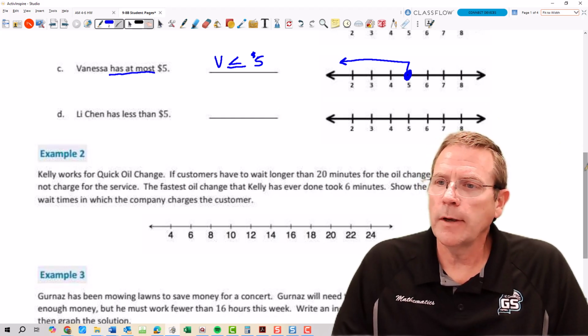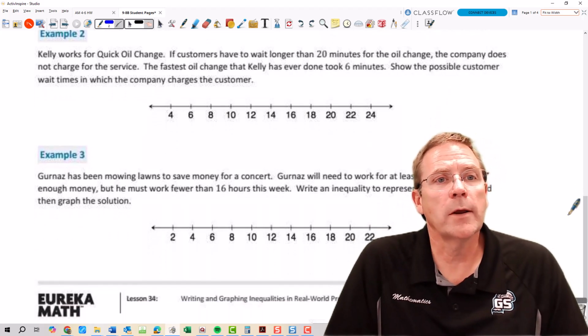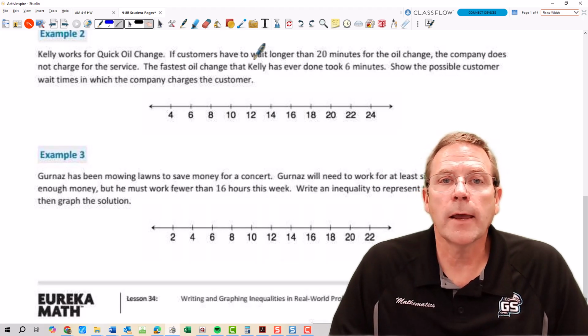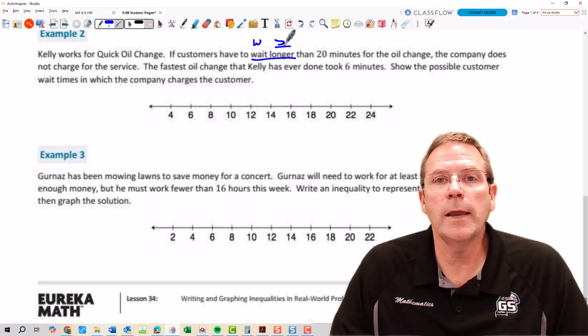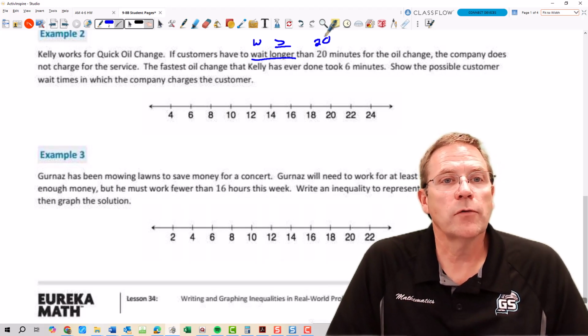Now let's take a look at the next example problem. Here we have Kelly. She works for a quick oil change, and if customers wait longer than 20 minutes... Longer than means greater than or equal to. So right there I have a wait that's greater than or equal to 20 minutes for an oil change. The company does not charge for the service.